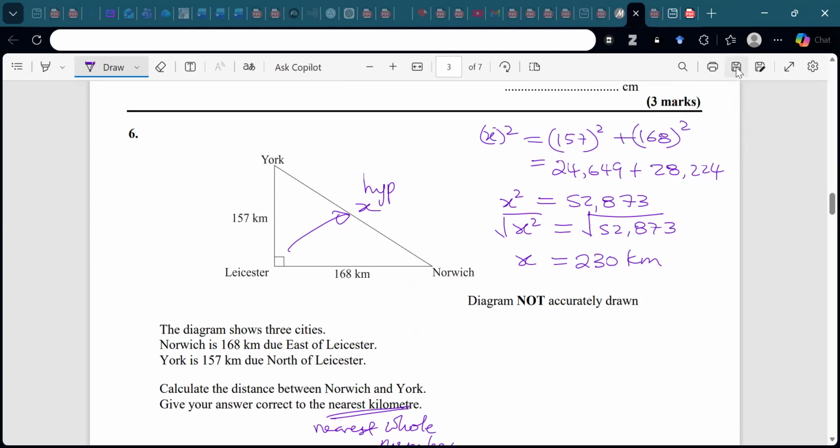All right. So this is not an exact answer now. So when we find the square root of 52,873, let me just write that. So the square root of it, let's just be clear, is approximately equal to 229.94. So when we round off to the nearest kilometer, it's going to be 230 kilometers. All right.